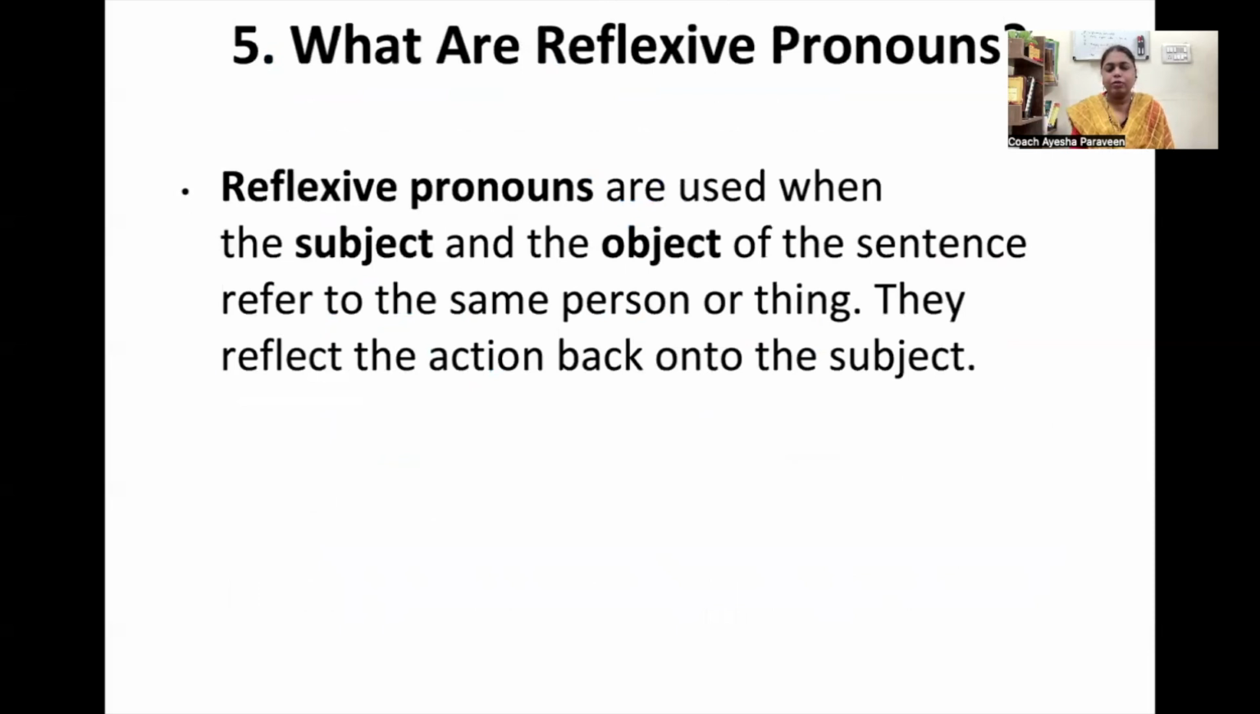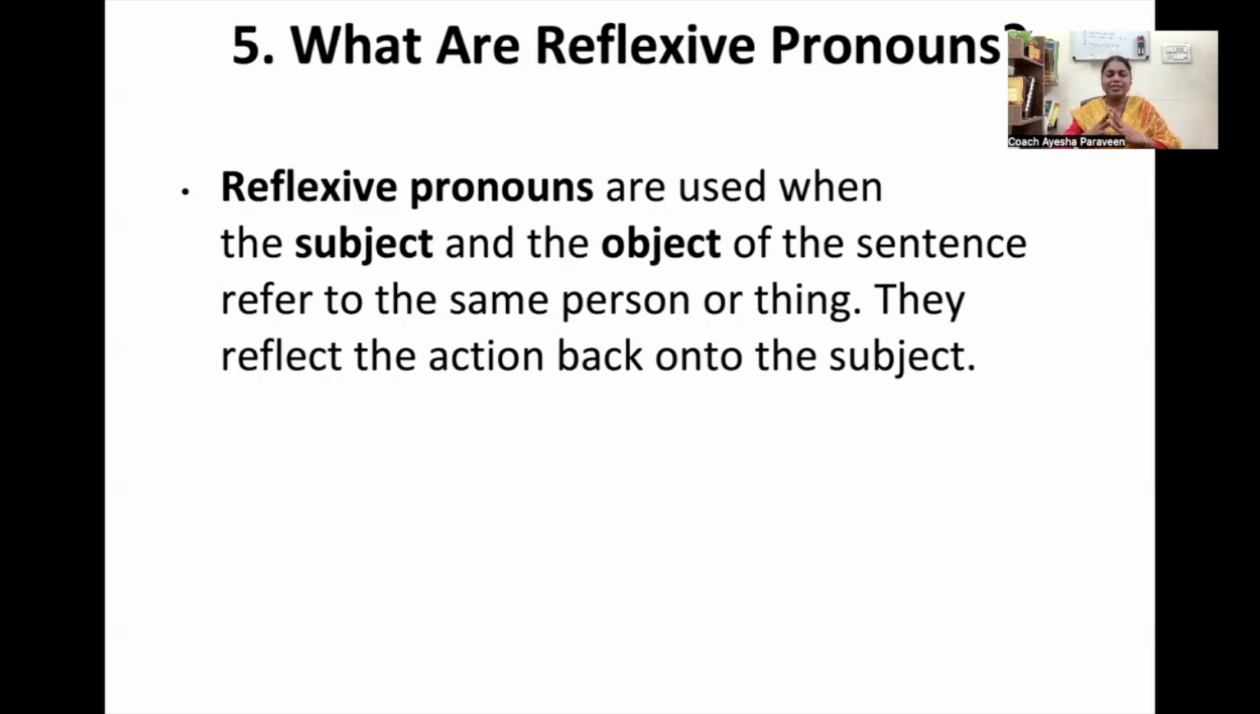What are reflexive pronouns? The next type of pronouns. So far we got personal pronouns, possessive pronouns, interrogative pronouns. So many pronouns we got. Now we are moving to reflexive pronouns. So what are reflexive pronouns? Reflexive pronouns are used when the subject and the object of the sentence refer to the same person or same thing. They reflect the action back onto the subject.